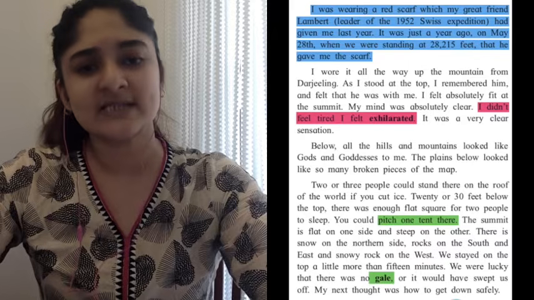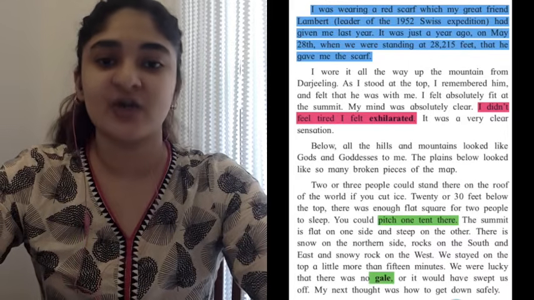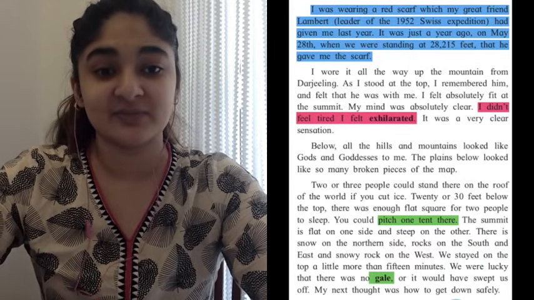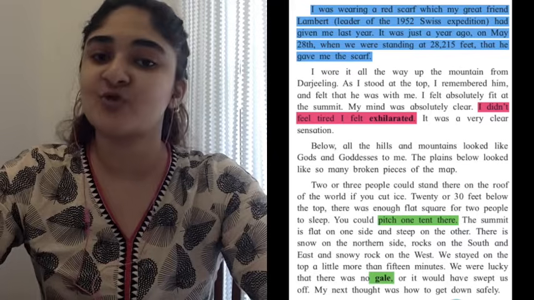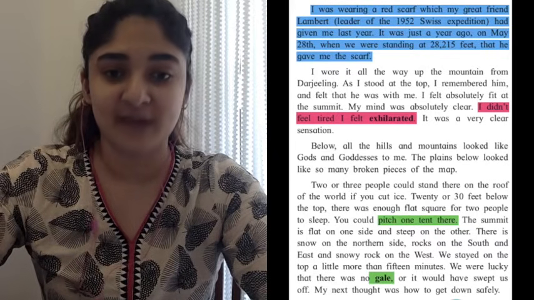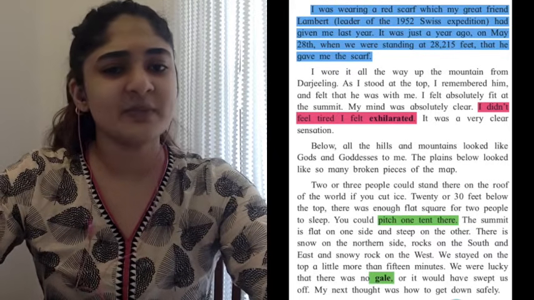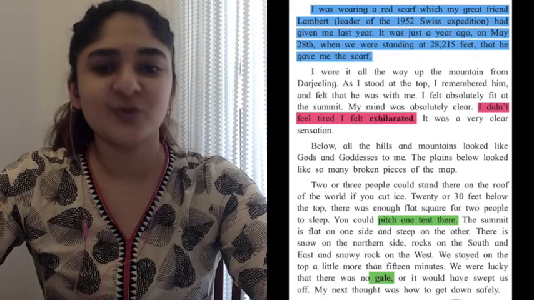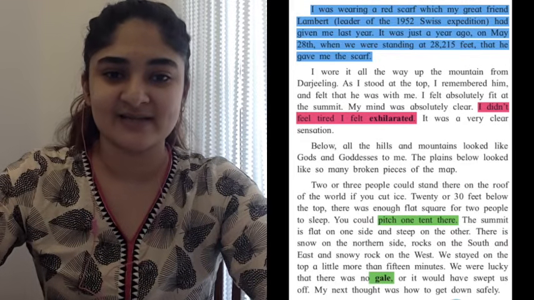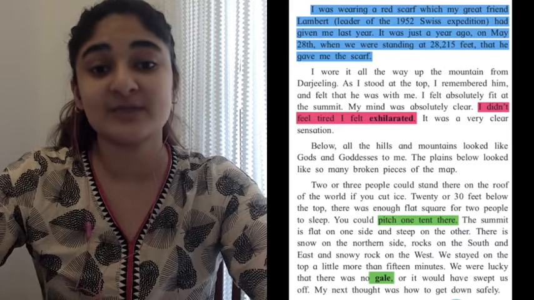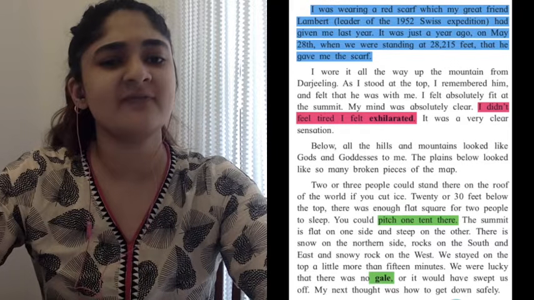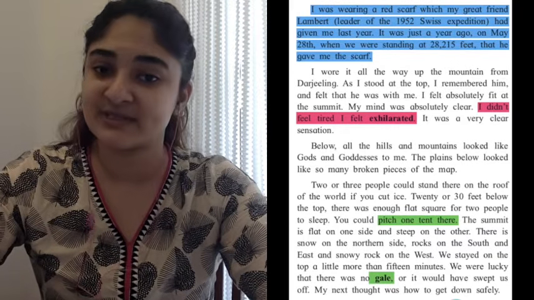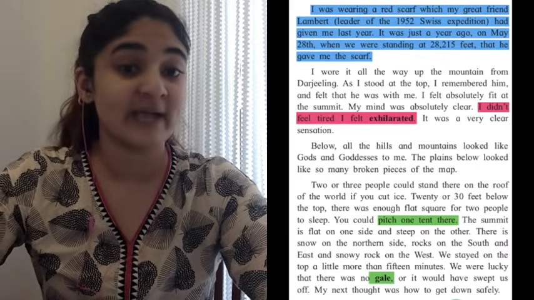Below, all the hills and mountains looked like gods and goddesses to me. The plains below looked like so many broken pieces of the map. 2 or 3 people could stand there on the roof of the world if you cut ice. 20 or 30 feet below the top, there was enough flat square for 2 people to sleep. One could pitch one tent there.